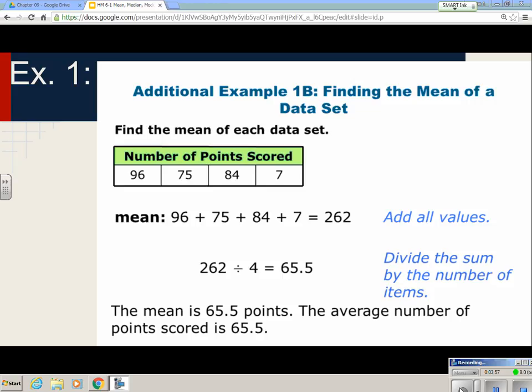Now, one thing I do want to point out, which will come up in another lesson, is this 7. If you know what we call this 7 or a number like that, write it down. You might earn yourself a 50 if you have the right answer.